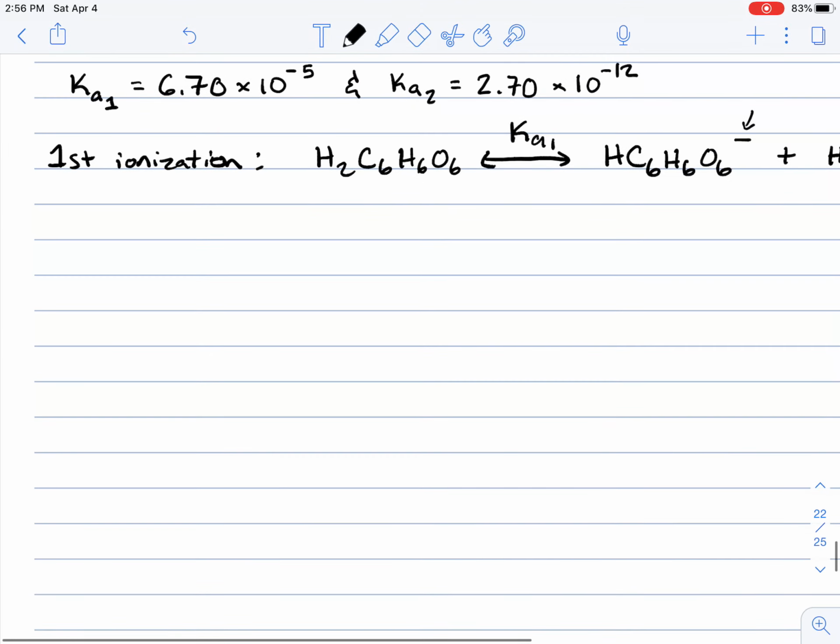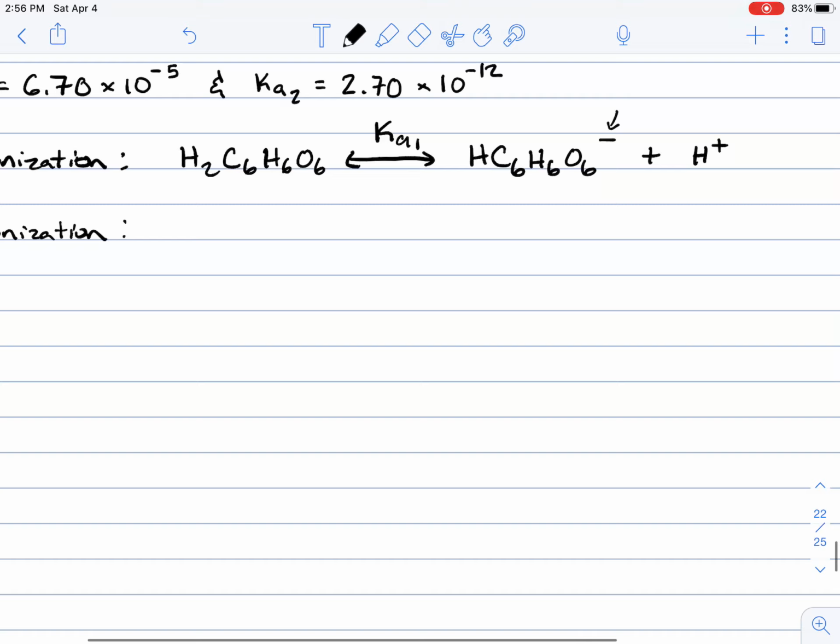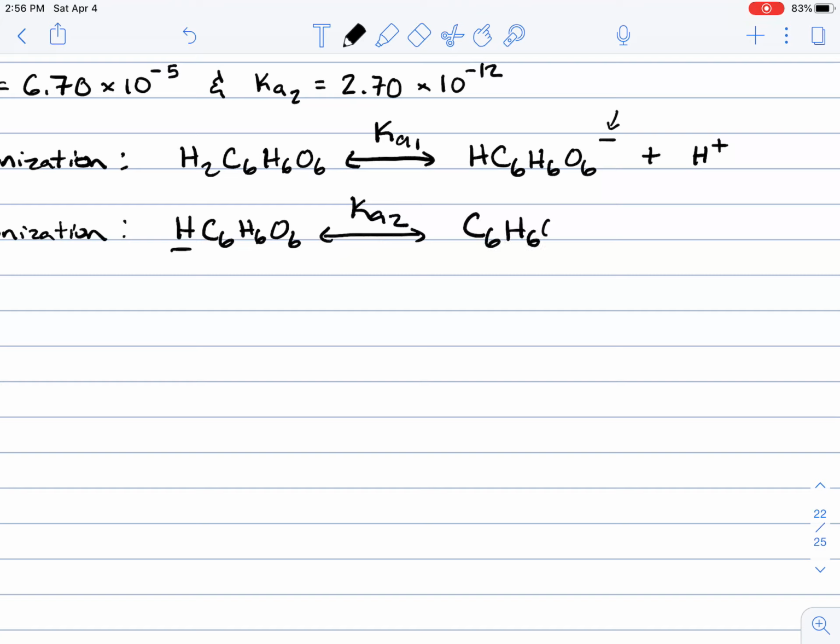And so the second ionization step is going to be the conjugate of ascorbic acid, so HC6H6O6. And when that final hydrogen ionizes, you get C6H6O6 2 negative plus another hydrogen ion.